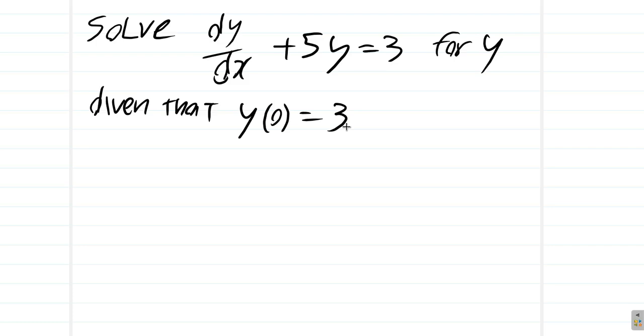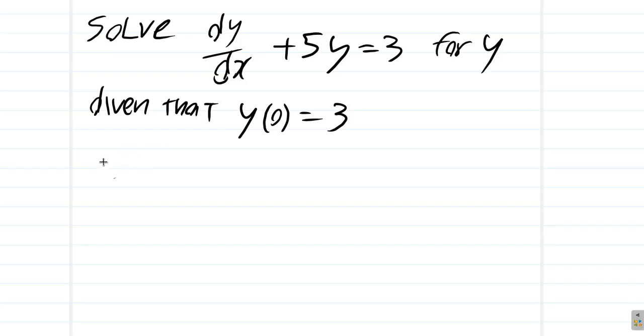Solve dy by dx plus 5y equals 3 for y, given that y of 0 is equal to 3. Now, in this case, this is a differential equation.